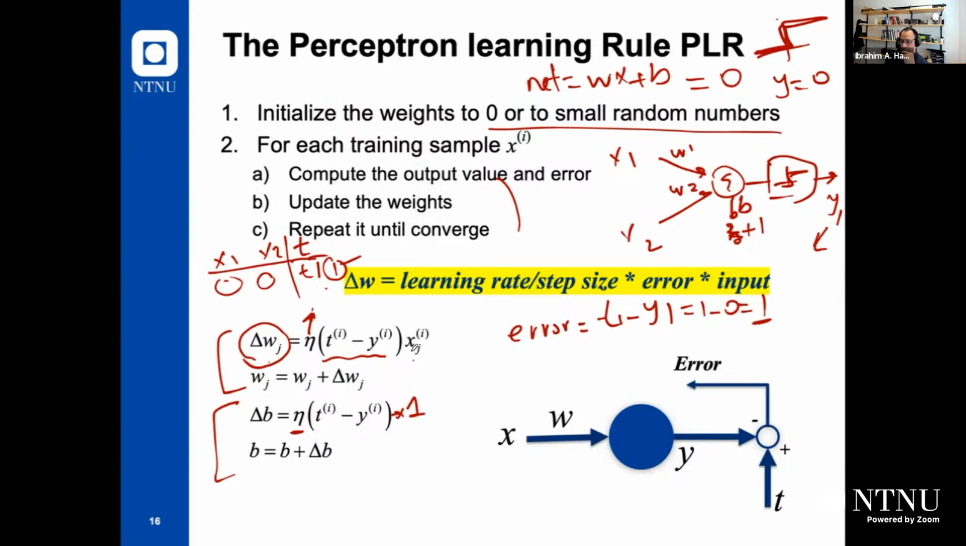It will be multiplied by the input, which is x. And we will repeat this. We will do the same also with the bias. So in case of the bias, it will be eta, learning rate, multiplied by the error, which is 1 here, multiplied by 1. So delta B will be a value, and we will adjust B. So B was 0, plus delta B. If this one is 0.5, in fact, this one will be 0.5 times 1 times 1, so it will be 0.5. So the new B now is 0.5.